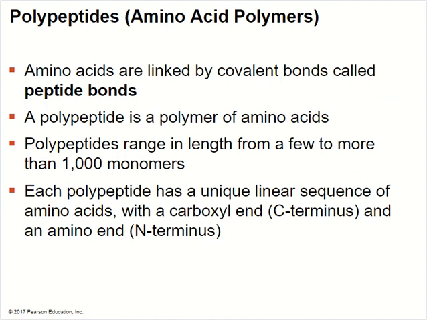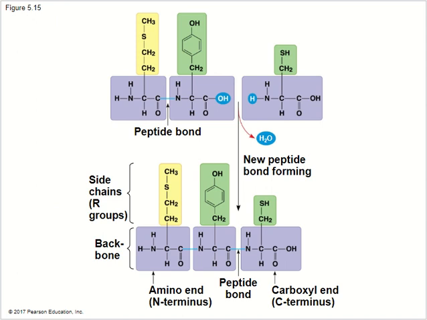Amino acids are linked by covalent bonds called peptide bonds. A peptide is a polymer of amino acids. Polypeptides range in length from a few to more than 1,000 monomers. Each polypeptide has a unique linear sequence of amino acids with a carboxyl end, the C terminus, or the amino end, the N terminus. When the peptide bond is formed, it's through dehydration synthesis, where a water molecule is lost, and the C terminus of one chain and the N terminus of another chain or monomer are bound together chemically. And as you get different side chains grouped together, that's how we arise to different functional groups.